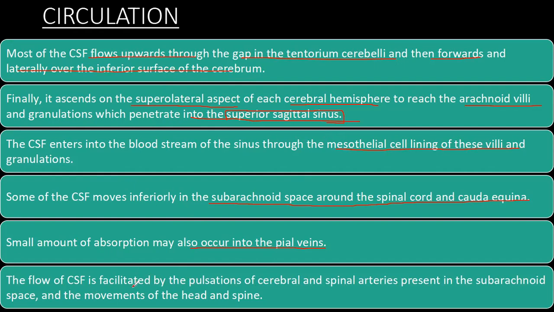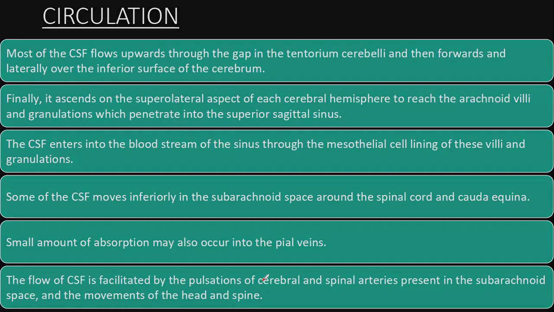Now, the flow of the CSF is maintained by pulsation of the cerebral and spinal arteries, which are present in the subarachnoid spaces, and by movements of the head and spine. So these two mechanisms are important for the movement, or the flow, of CSF.